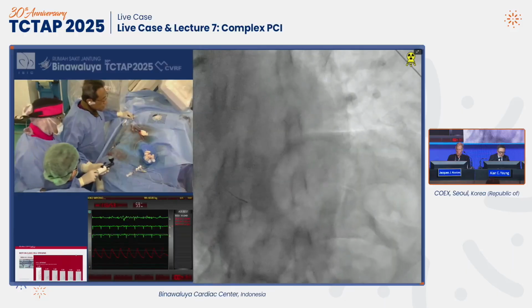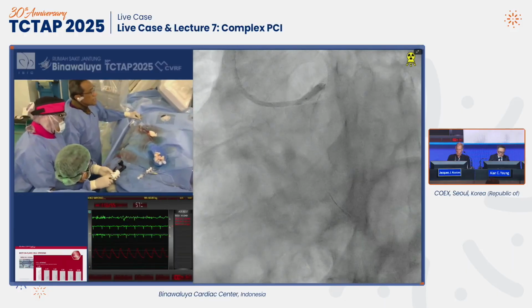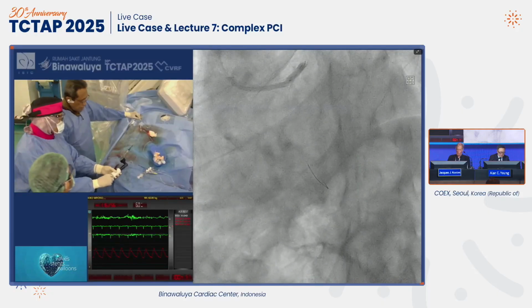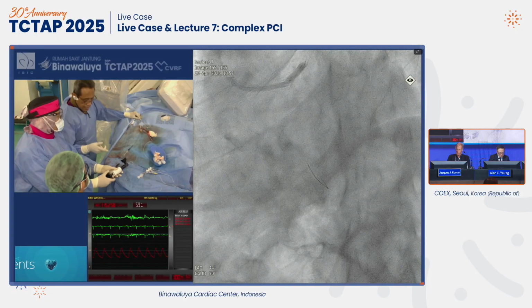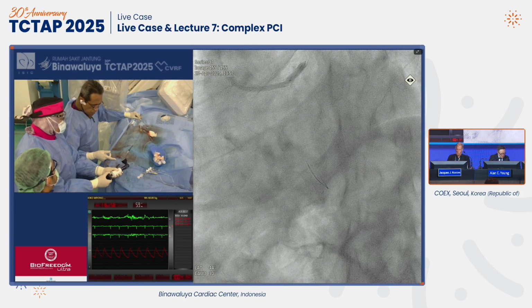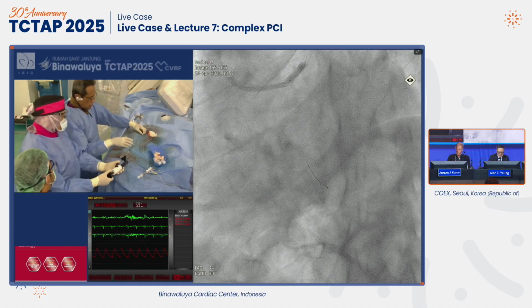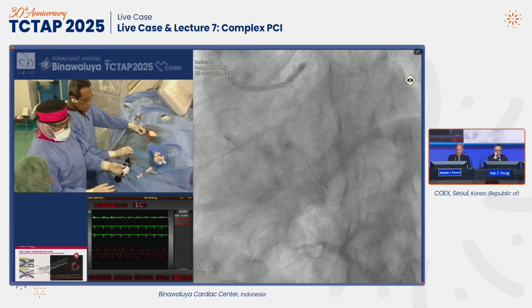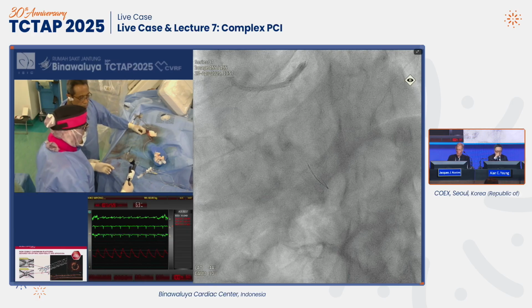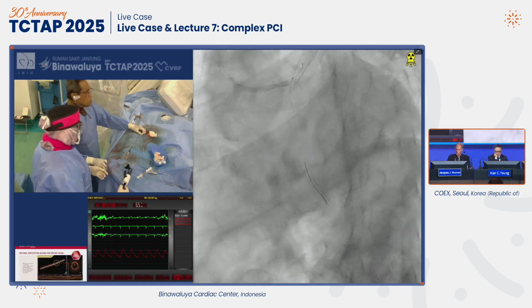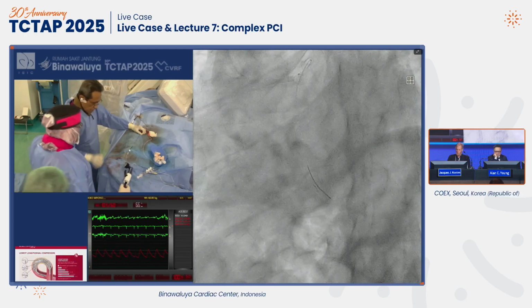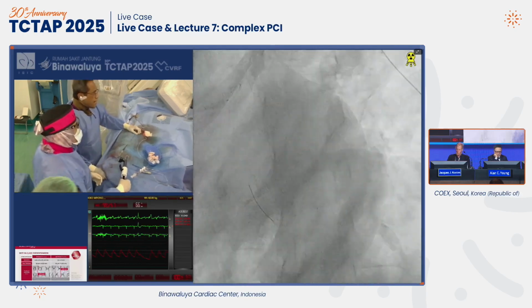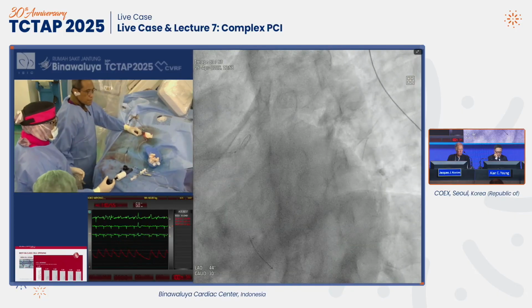The nominal pressure is 8. 9 times. Okay. No, I'm missing one. So I did POT after putting the distal stent. Cranial, please.